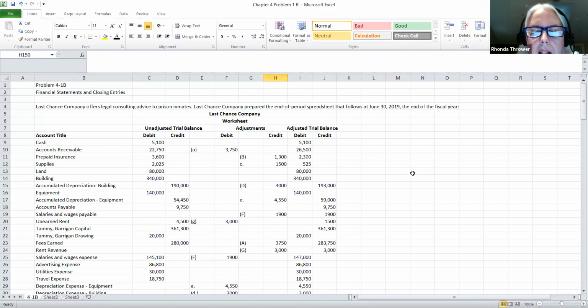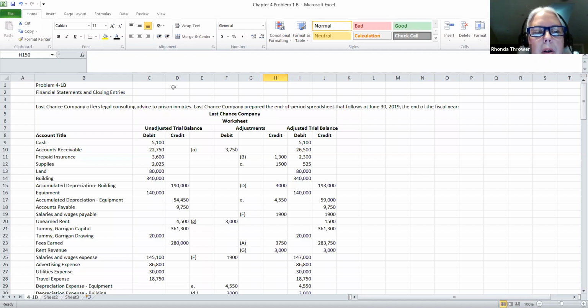So always at the end of the accounting period, after you've prepared your financial statements, you're going to do some closing entries, which are going to zero out what we call temporary accounts. And temporary accounts are going to be your revenue accounts, your expense accounts, and your drawing accounts. So today's lesson is about reviewing financial statements and how to prepare them, and then how to prepare closing entries.